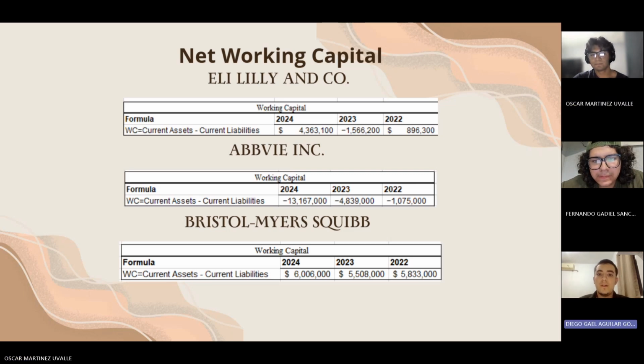Well, now we're going to talk about the net working capital of ABE. Again, as my partner just said, the formula is current assets less current liabilities. The thing with this company is that throughout the 3 years, the results have been negative. Again, this isn't bad at all, but it's something to look out for in the company.